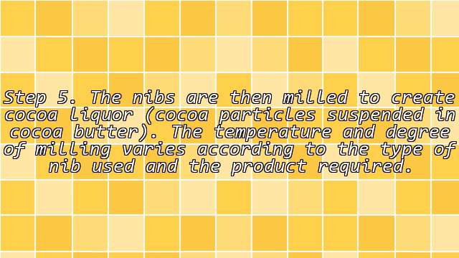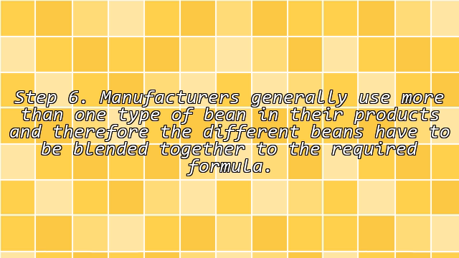Step 5. The nibs are then milled to create cocoa liquor, cocoa particles suspended in cocoa butter. The temperature and degree of milling varies according to the type of nib used and the product required. Step 6. Manufacturers generally use more than one type of bean in their products, and therefore the different beans have to be blended together to the required formula.